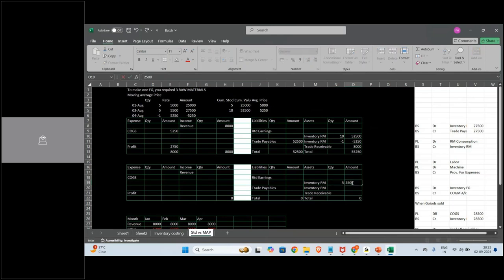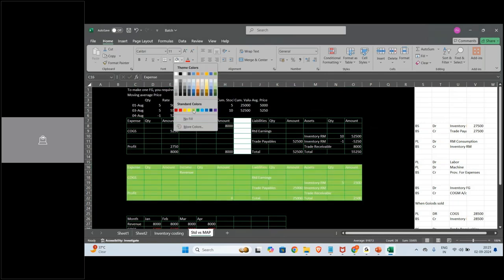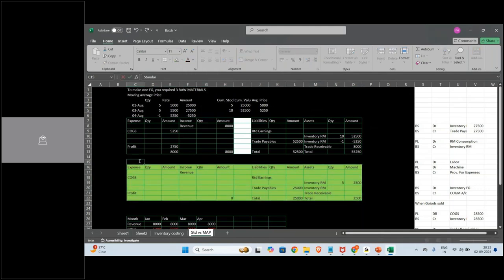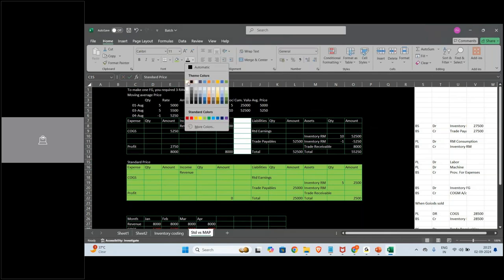Can you tell me, Harish, which cell are you looking at? Inventory RM, the second tab, cell number L21. I will make this green with a black font, so that it will be slightly different. Now we are talking about standard price. Standard price is 25,000.